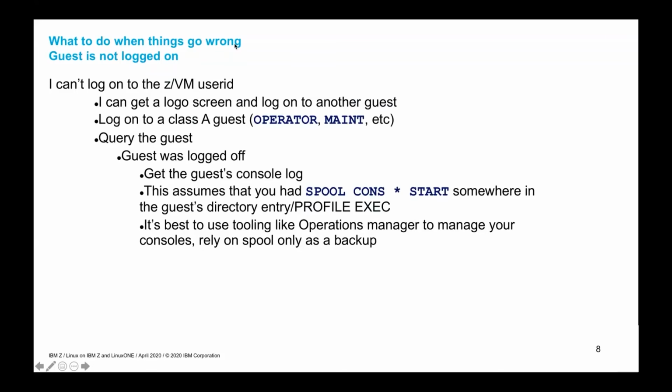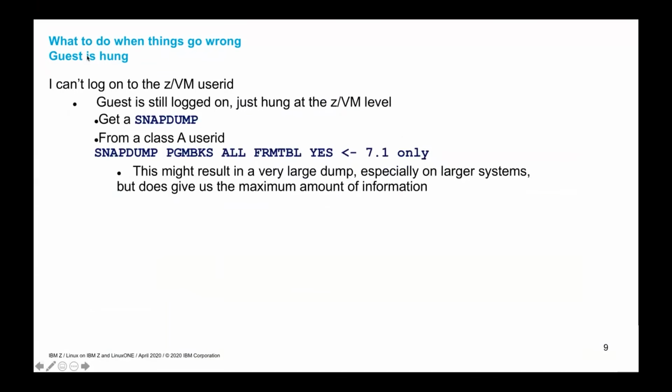So again, let's go a little bit deeper and say what happens if that didn't work. The guest at this point, our imaginary guest, is still logged on and hung at the z/VM level, but maybe you were able to log on to another user ID. And so it's not the entire z/VM system. It looks like it's just this one particular guest. And so what we can do next is get a snap dump.